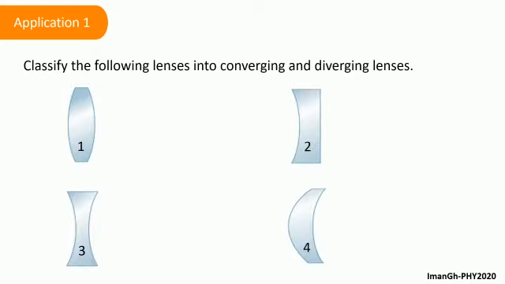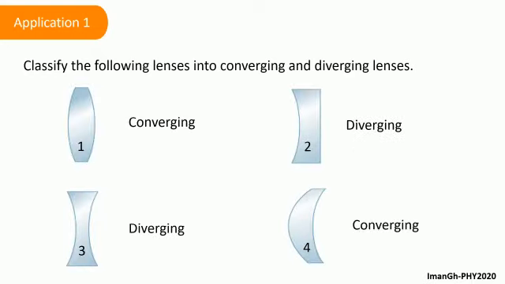In application 1, you are supposed to classify the following lenses into converging and diverging lenses. Don't forget to pause the video. So lenses 1 and 4 are converging because they have thin edges and are thick at the middle, while lenses 3 and 2 are diverging lenses because they have thick edges and are thin in the middle.